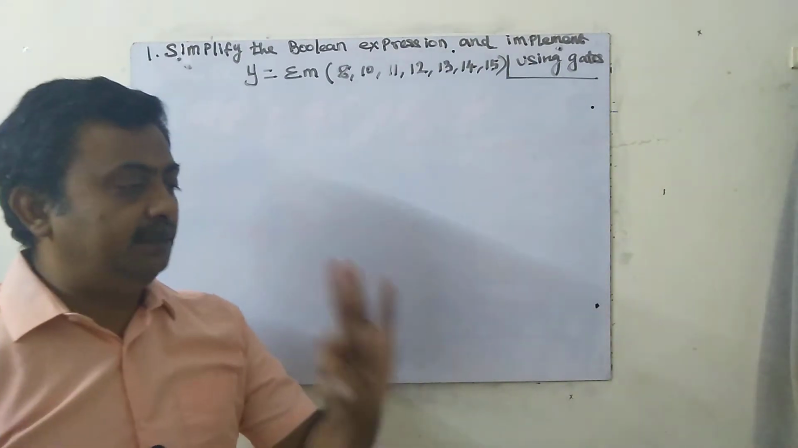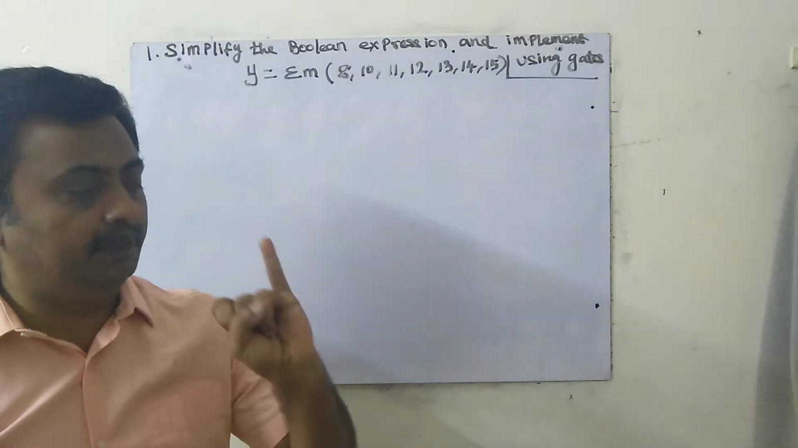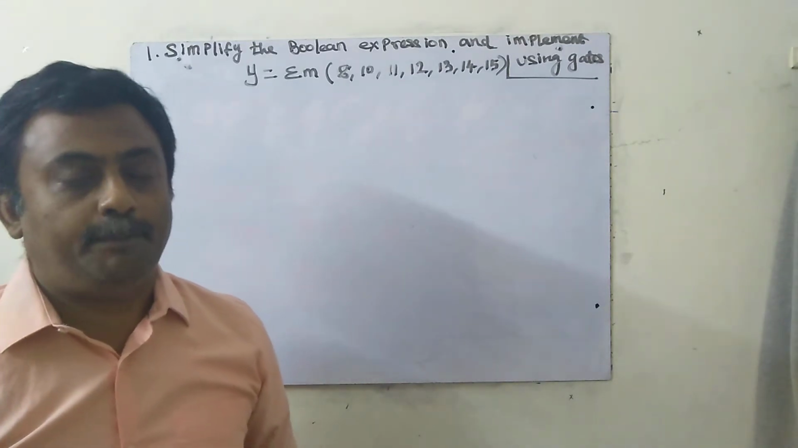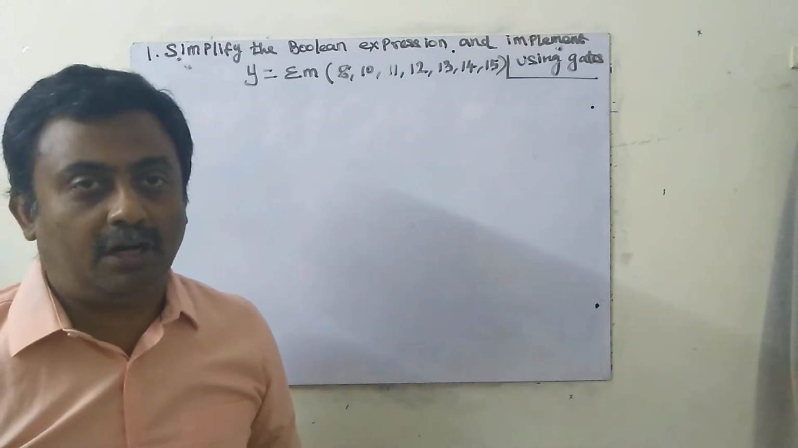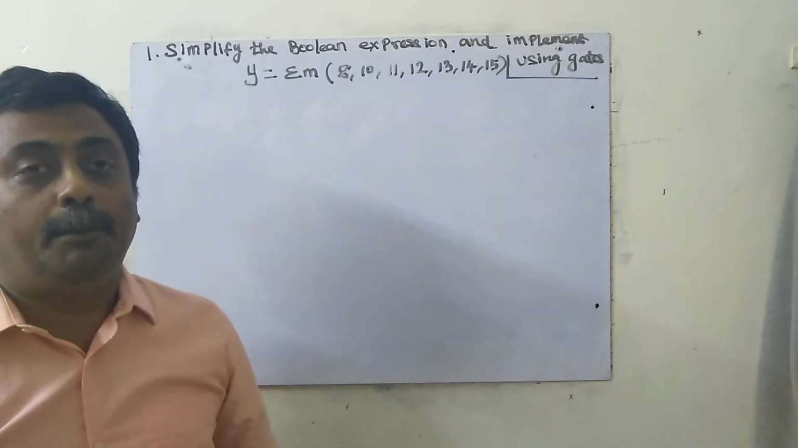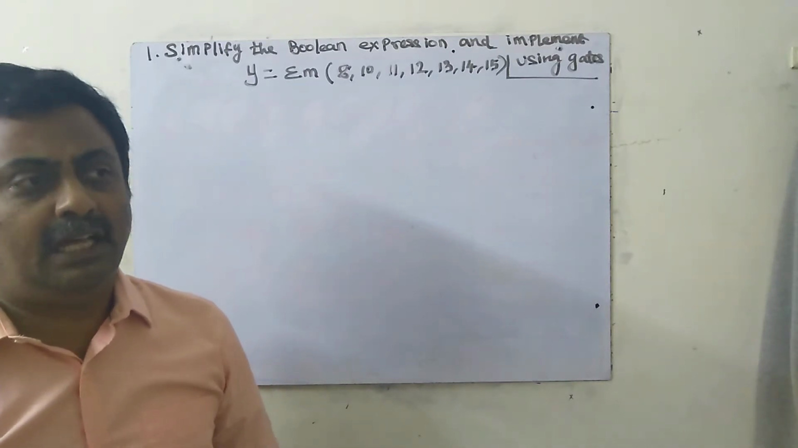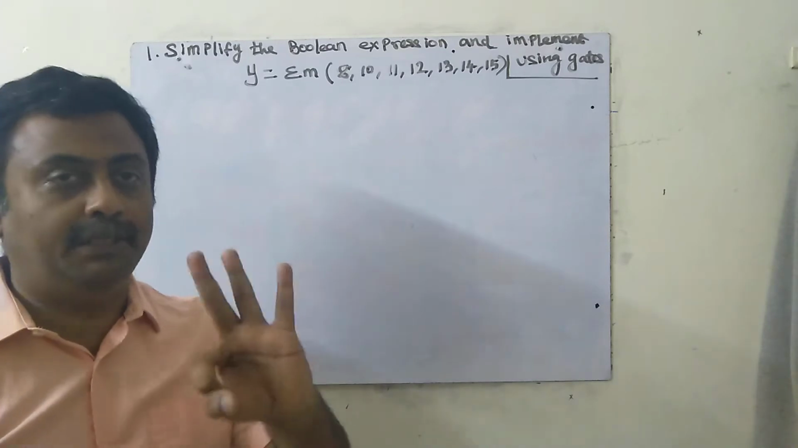We can simplify by three methods. First method, Boolean algebra. Second method, Karnaugh map, or K-map. Third method, Quine-McCluskey method, the other name of which is the tabulation method. There are three methods.